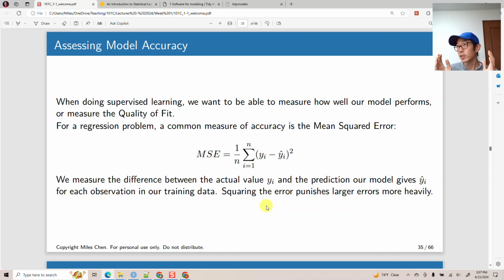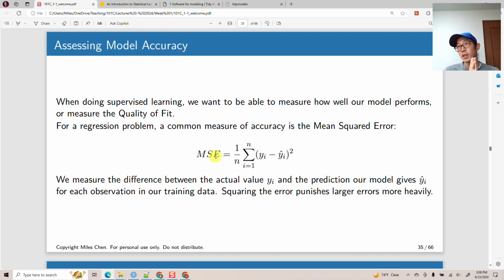One model gets all 10 observations wrong, but it's wrong by 1 point on each of these things. So let's say an observation is 12 and it predicts 11. An observation is 15 and it predicts 16. It gets all of these wrong by 1 point. So your mean squared error would be: each observation has a difference of 1, you square it, you add them up across all 10, so you have 10 divided by 10. Your mean squared error is 1.